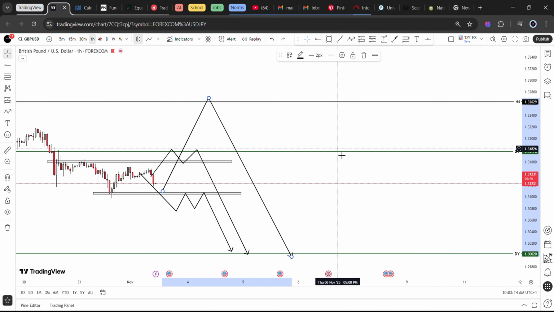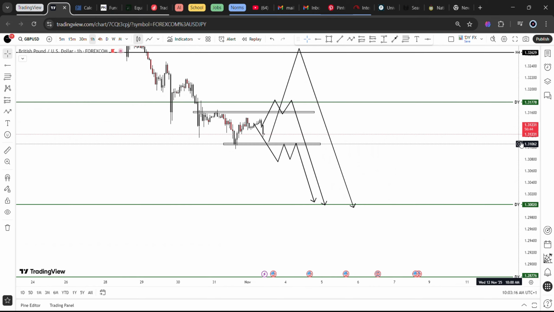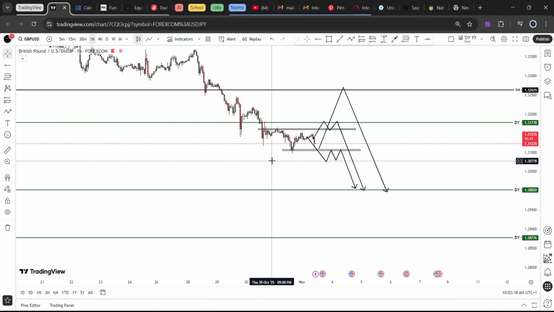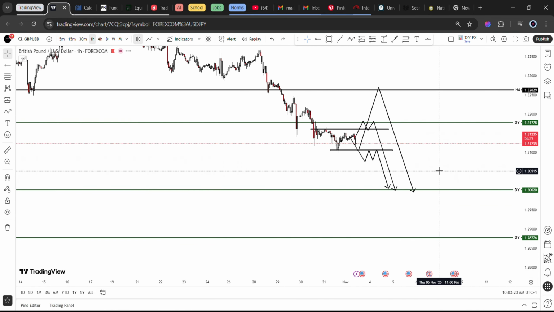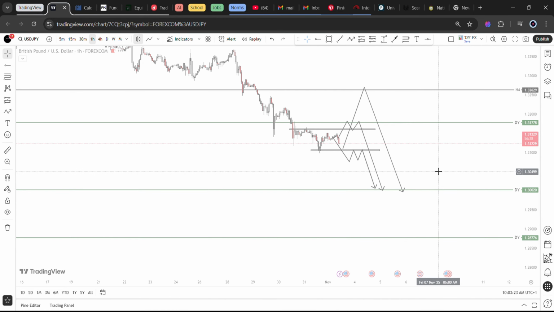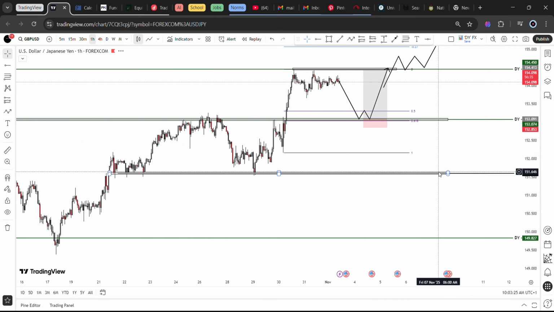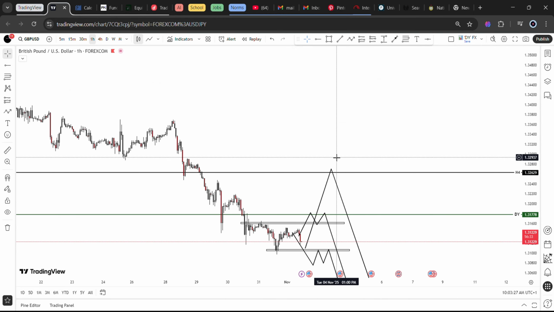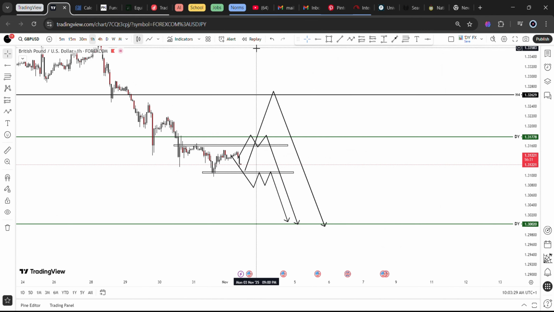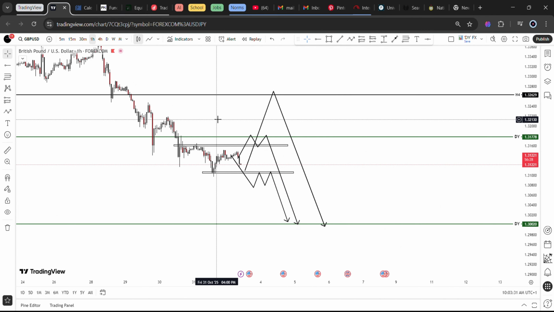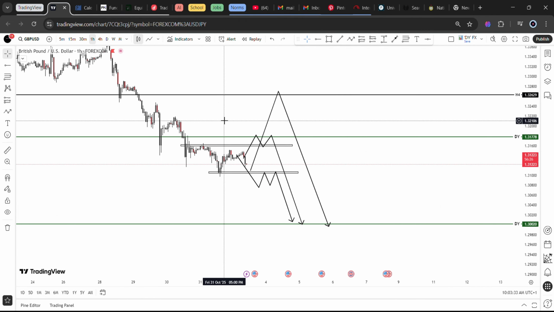It's not a problem. Remember, we don't predict, we react. So we are going to be reacting to whatever the market does around this zone, and we don't just react from anywhere, we react from a zone. So this is what we'll be looking at for this week. So this is what we have on GBP USD and on USD JPY.